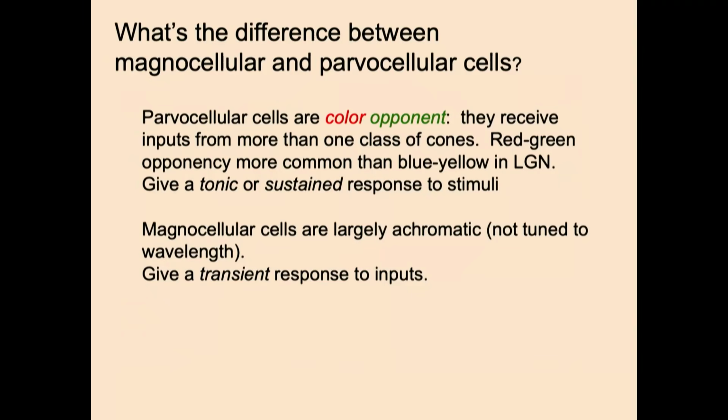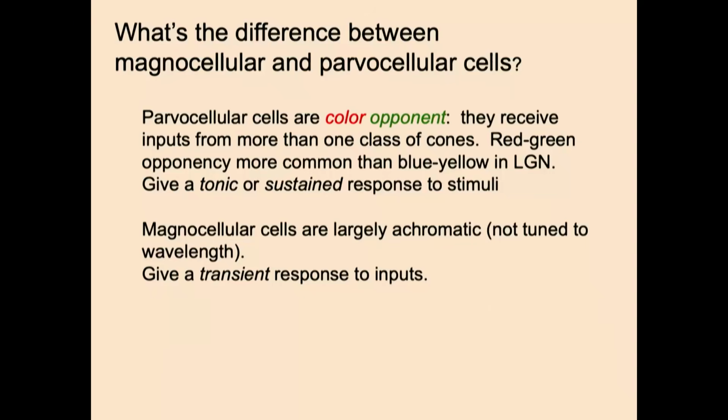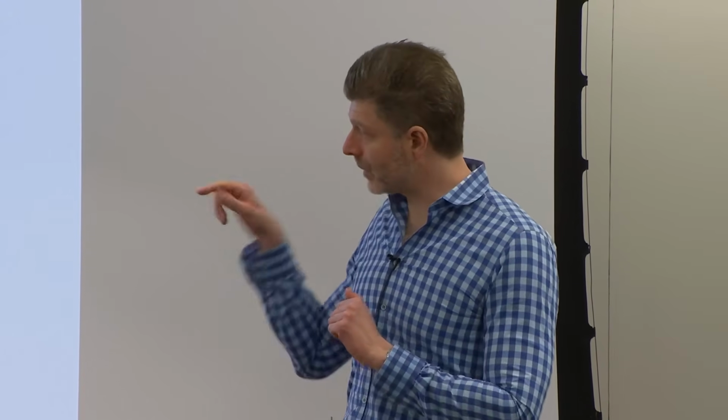Okay, so we've got these two types of cells in this way station in the visual system. What's the difference? Parvocellular cells are notably color opponent. That means that they receive inputs from more than one class of cones and are typically computing the difference between those two different cone types. So we have red-green opponency and blue-yellow opponency. Again, we'll go into that in more detail when we talk about color, so I'm not going to dwell on it. But they also give sustained responses to stimuli.